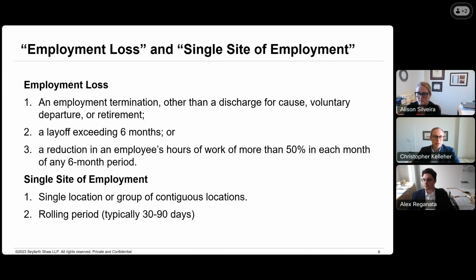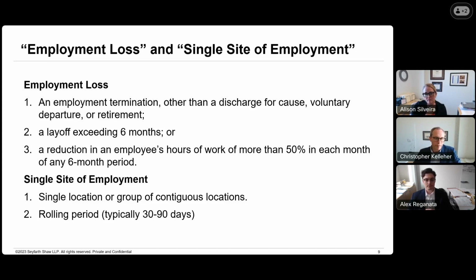And the single site of employment, typically we're talking about a single location, but a single site can include, for instance, a group of structures on a campus or an industrial park, or even separate facilities that are across the street from each other. There's a little bit of a fact-intensive analysis that goes into the single site of employment, but typically we're talking about a commonly understood single site of employment.